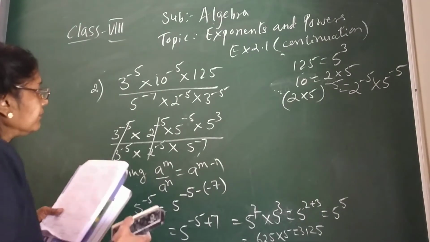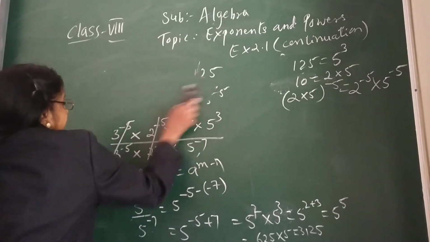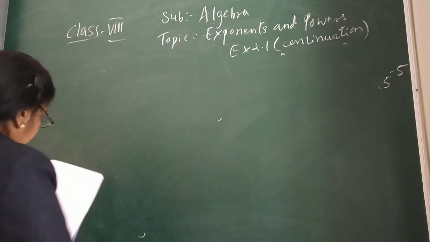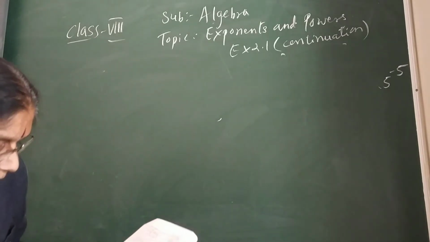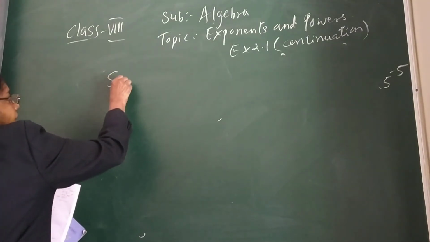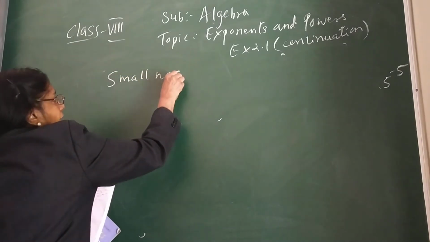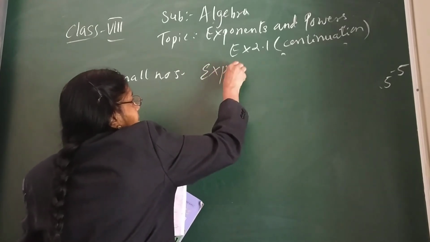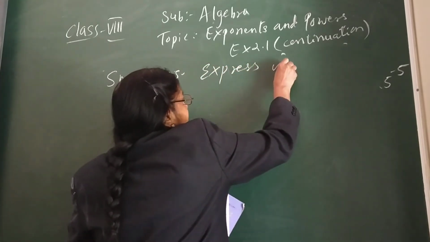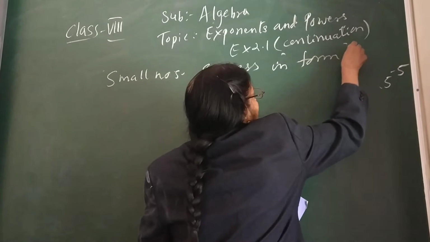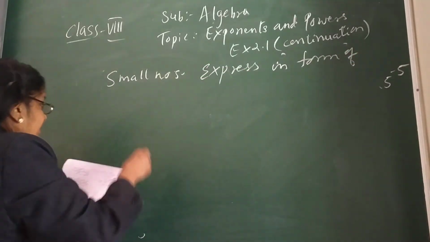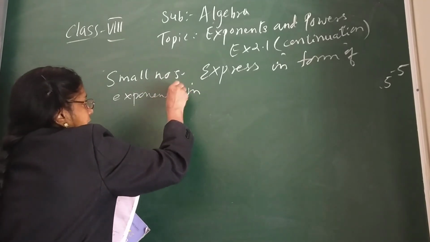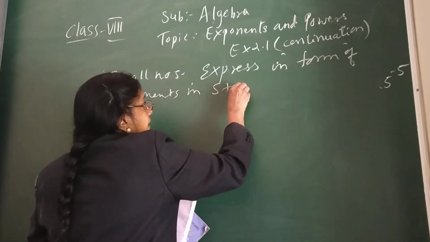Okay. Now we will go to the next topic. Let us see what the topic is regarding, very important it is. Small numbers can be expressed in the form of exponents, that is, exponents in standard form.